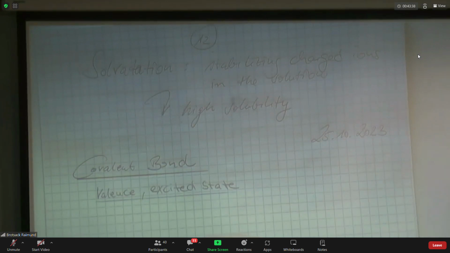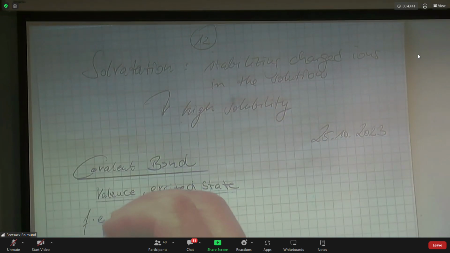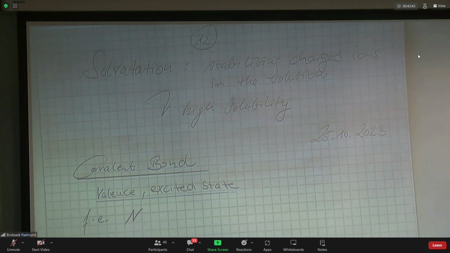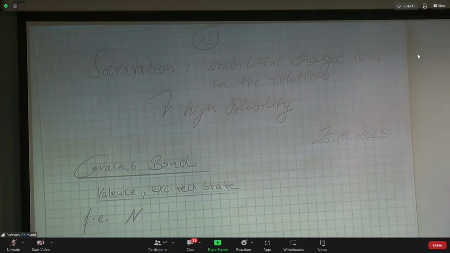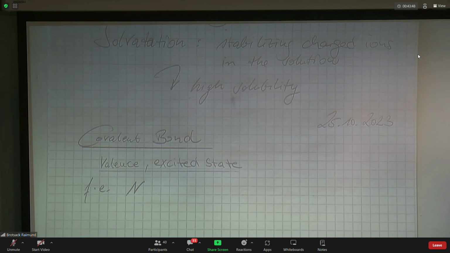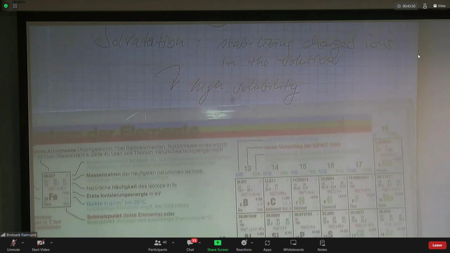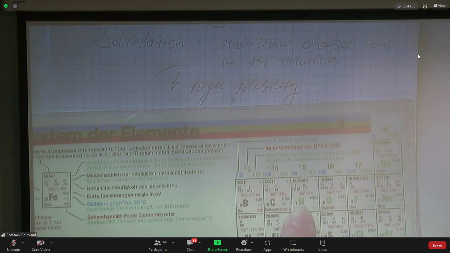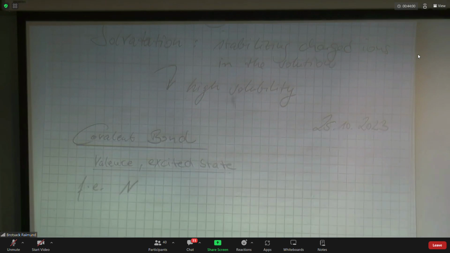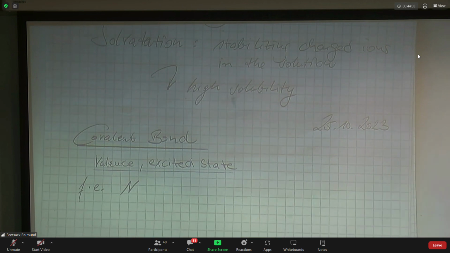So let's talk about nitrogen, N. Well, the electron configuration of nitrogen, we have 7 electrons because we have 7 protons. So 7 electrons have to be placed. Anyone who can help me? What is the electron configuration of nitrogen when we have to place 7 electrons?